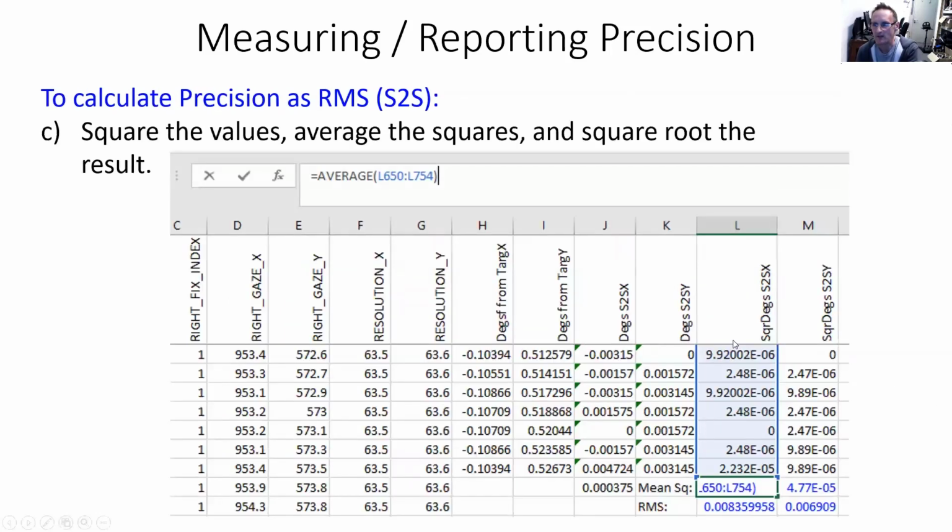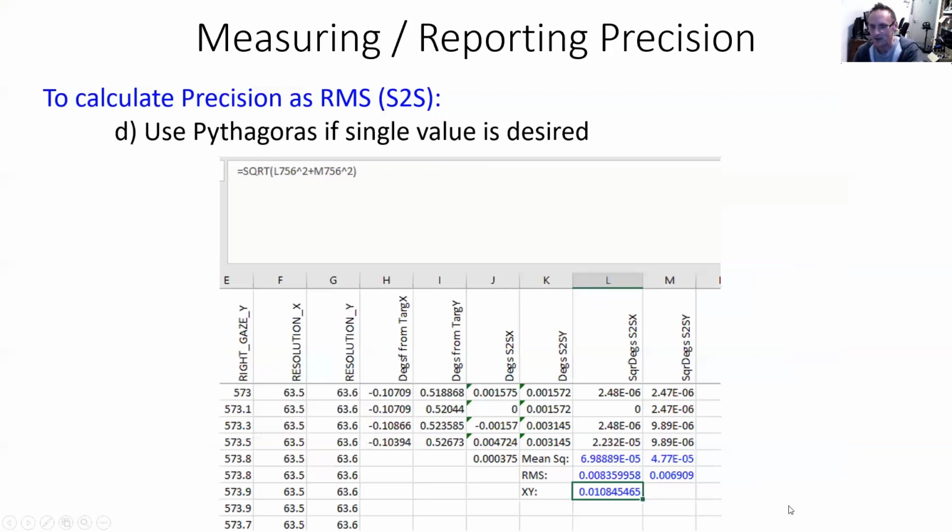You can then create two more columns where you square these because we want to get rid of the signs. And then you square root them, that's the root. So we've calculated the squares, we've meaned them, we've rooted the mean, and that's what you get. And again, you can combine that over x and y to give yourself a single value for root mean square, sample to sample precision, and that's down for the same data at 0.01, which again is roughly what I'd expect.